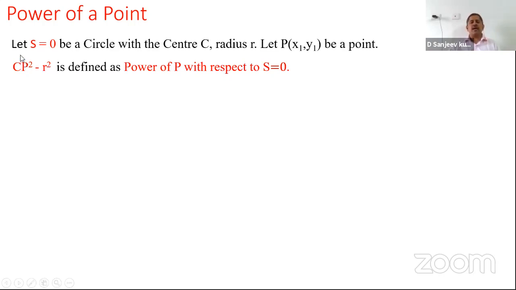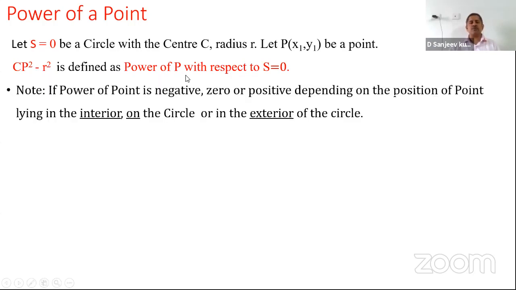So if you take S = 0, a circle with center C and radius R, and P is any point, the value CP² − R² is called the power of P with respect to the circle S = 0. Now, what is the value of CP² − R²?